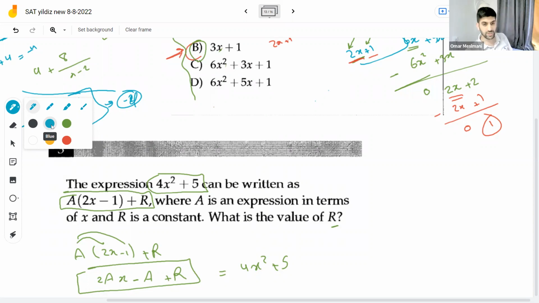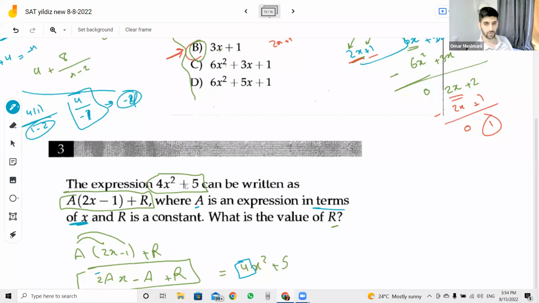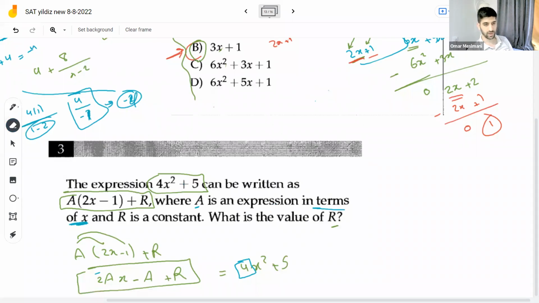Equation balancing, which means the coefficient of x squared is going to be equal to the coefficient of x squared. We don't have a coefficient of x squared in here. A is an expression in terms of x. Oh, nice. And r is a constant. So here it's x squared.